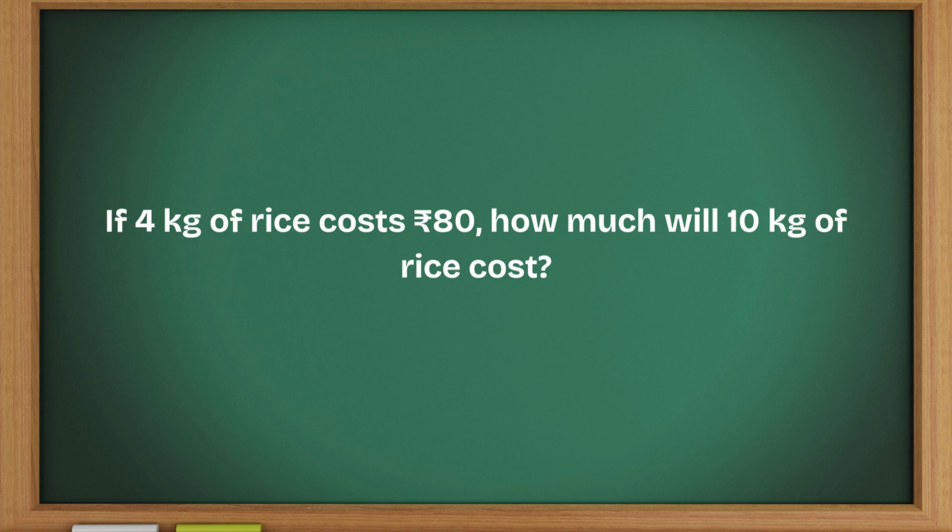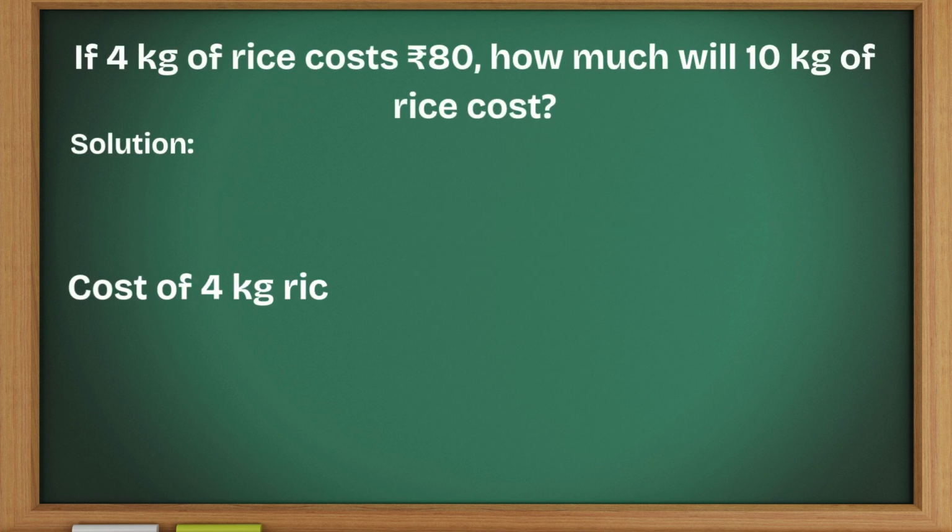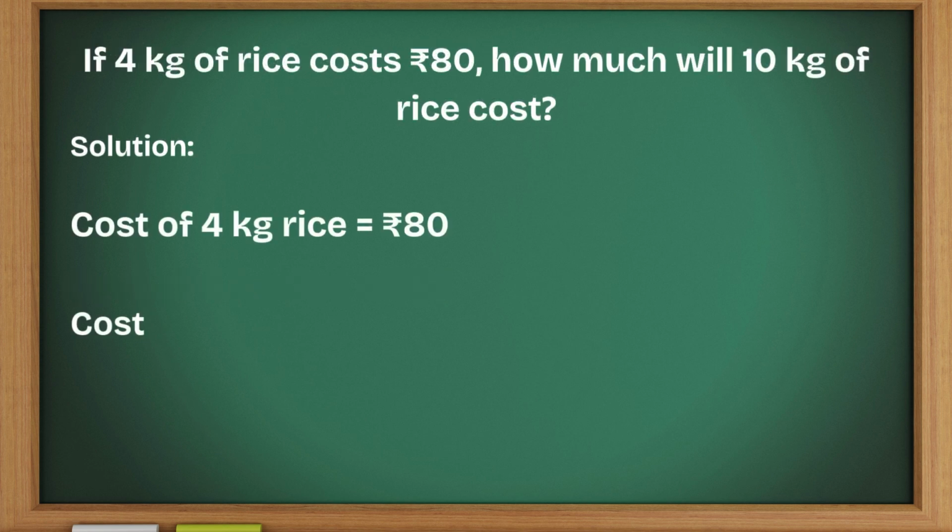So now let's go to the third sum. If 4 kg of rice cost rupees 80, how much will 10 kg of rice cost? And then we'll see how we approach this particular sum. So again we come down. Cost of 4 kg of rice is rupees 80. Then we bring it down to 1. Therefore cost of 1 kg of rice is 80 divided by 4, which is 20.